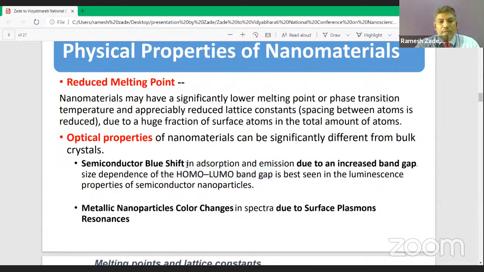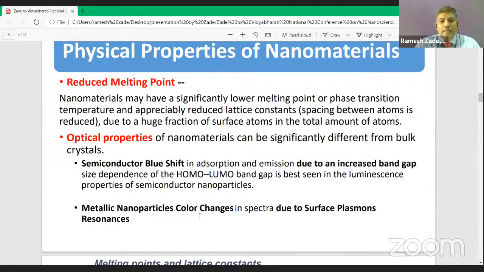I think everybody knows what blue shift means: the energy required to make the electron jump will be more. If you are requiring more energy, the wavelength decreases, and that's why we are calling it a blue shift.